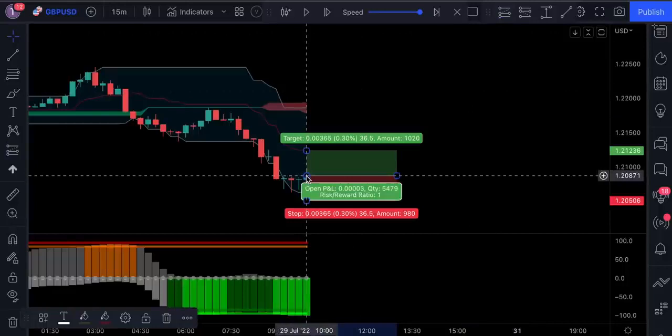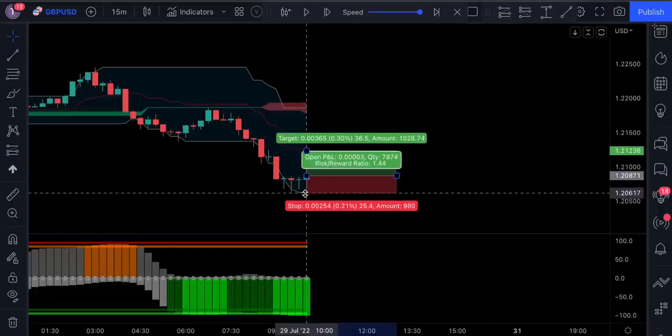Our stop loss will be set at the lower grey band. And we're going to be targeting 1.5 times the risk.